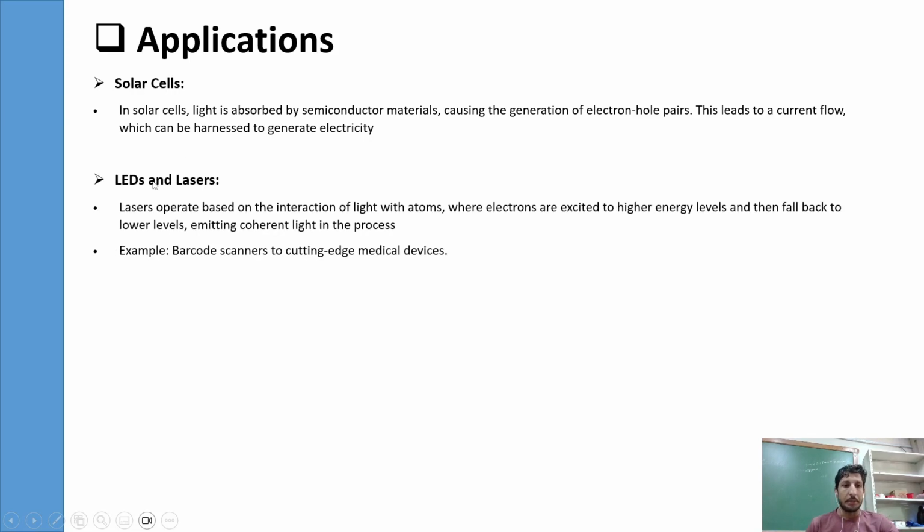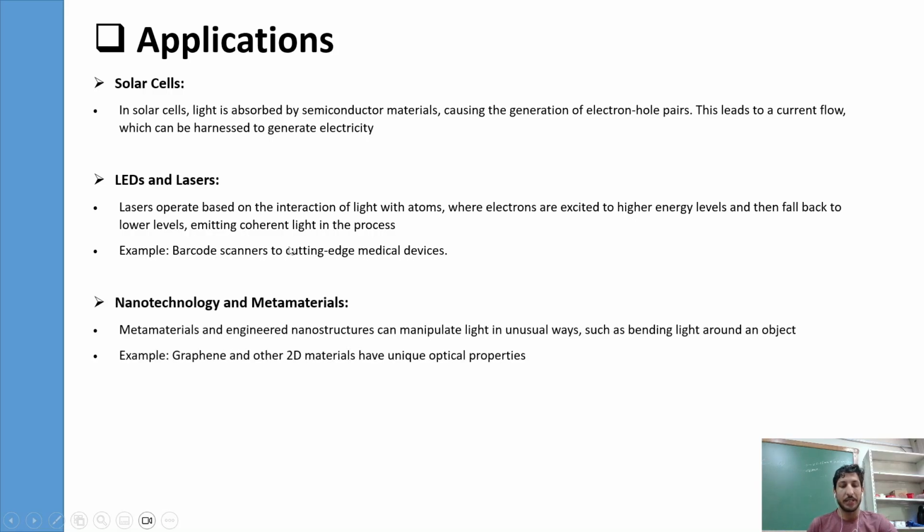The second one is light emitting diode and laser. Lasers operate based on the interaction of light with atoms, where electrons are excited to high energy levels and then fall back to the lower levels, emitting coherent light in the process. Examples of this case range from barcode scanners to cutting edge medical devices that we already use in some hospitals and some laboratories. That's a really important application also.